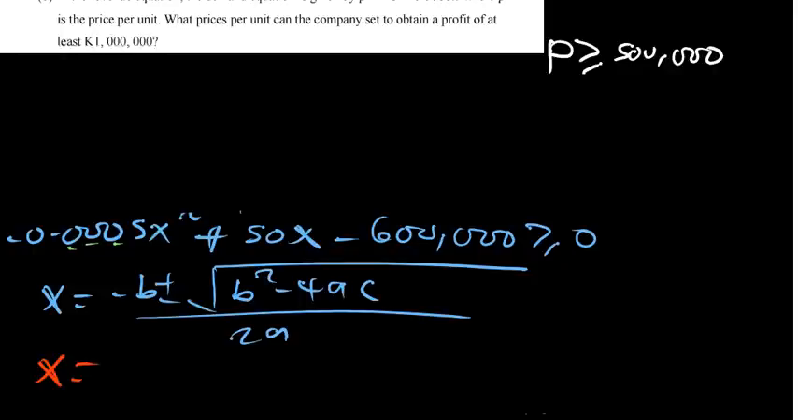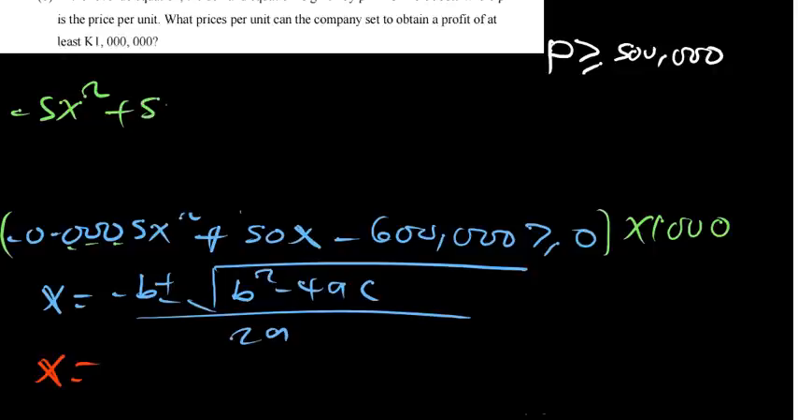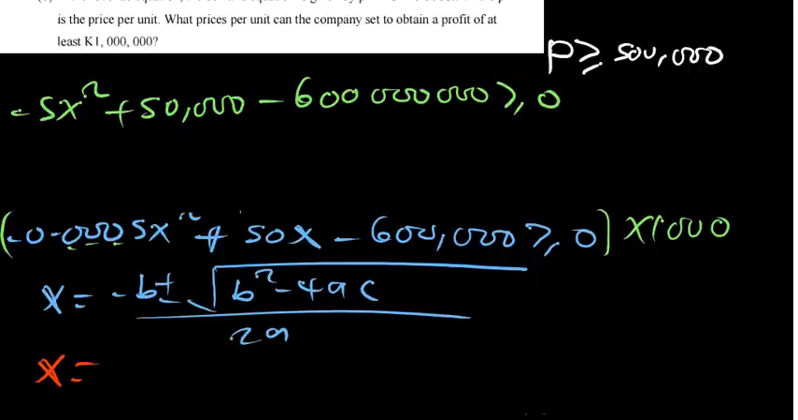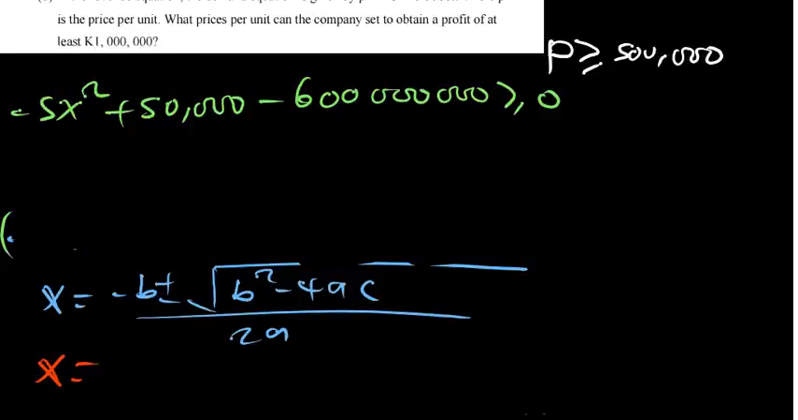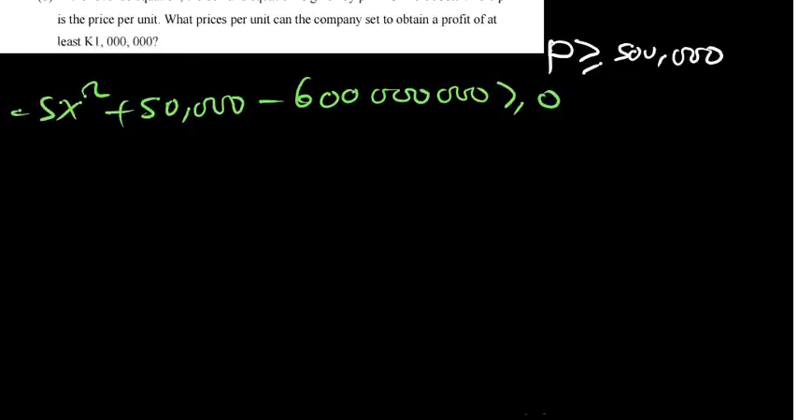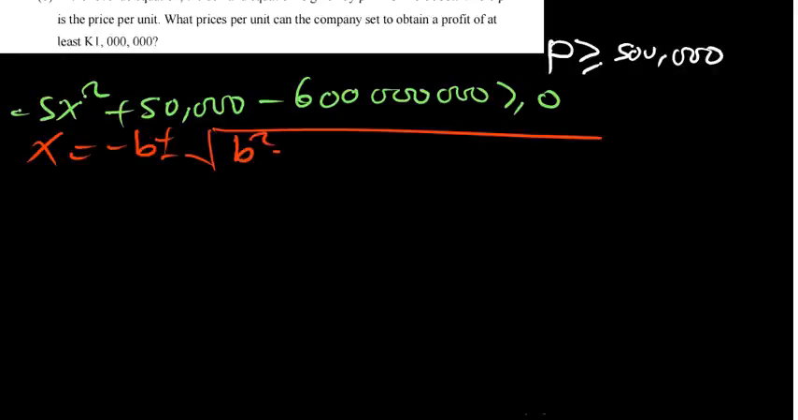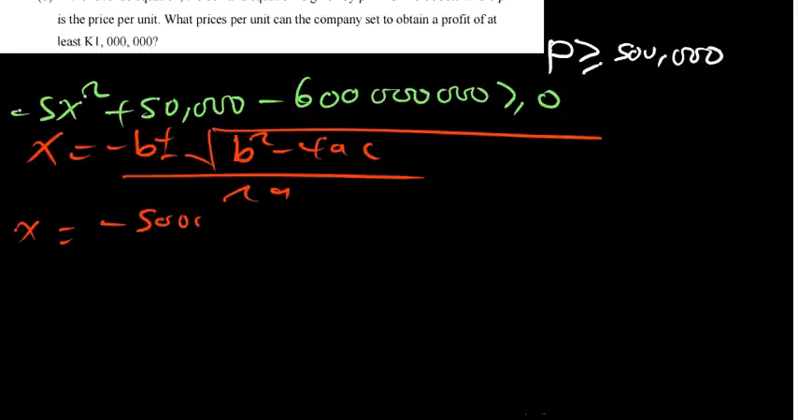If you do times 1,000, this is going to be negative 5x squared. Then plus 1,000 times 50 is 50,000. Minus, what is 600,000 times 1,000? I put 3 zeros, then it tells me that is 600 million. So I'm going to say x equals negative b plus or minus the root of b squared minus 4ac divided by 2a. So my b is 50,000, squared, minus 4. My a is negative 5. My c is negative 600.